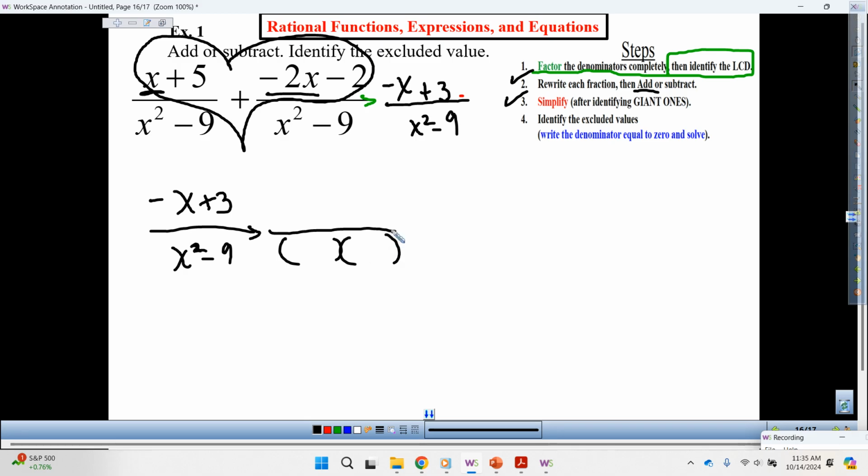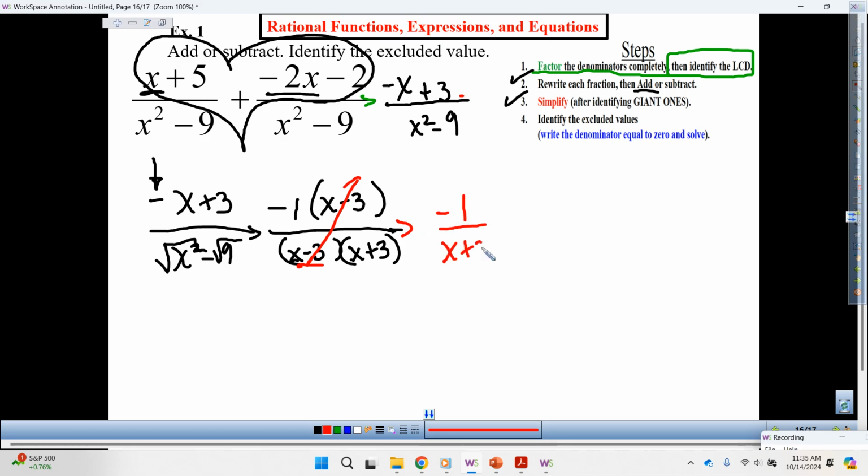Tell your neighbor the factors for the denominator. Marine, what are they? X minus 3, and x plus 3. Yes, that is correct. Everybody with me so far? Yes. She did square root of x is x and x. Square root of 9 is negative 3 and positive 3. Okay. This one. What is GCF, guys? If there's a negative here, that means it's a what? Negative 1. All right. And that leaves us with x minus 3. Do you guys see the giant 1? Yes? Right here. So that leaves us with negative 1 over x plus 3.